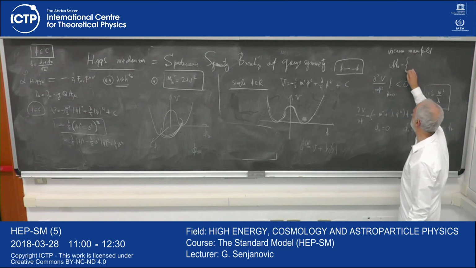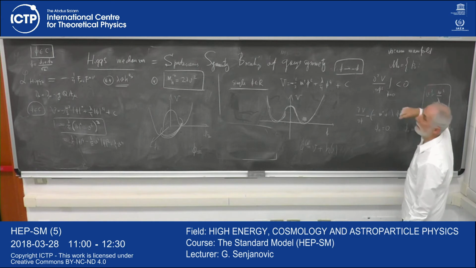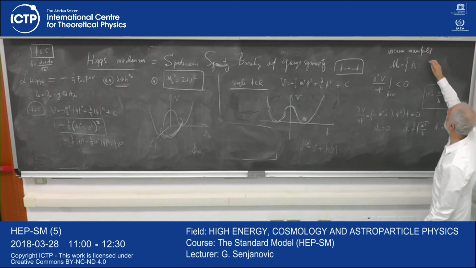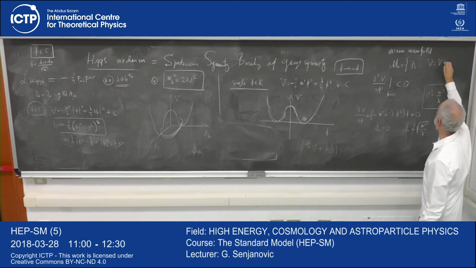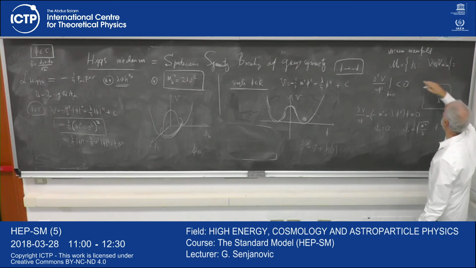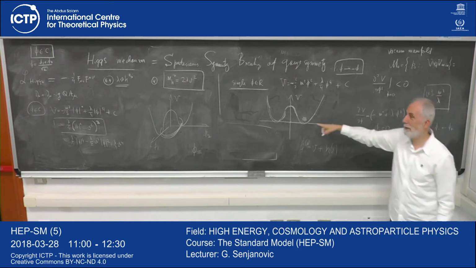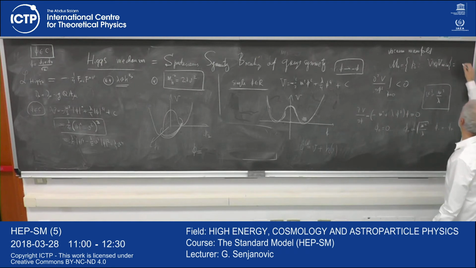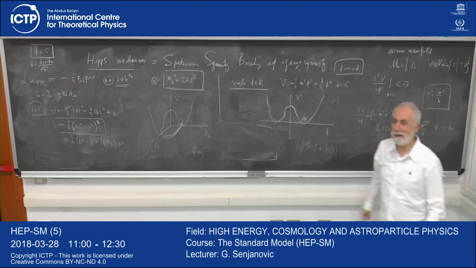What is the vacuum manifold? It's the set of all points phi_0 so that V is at its minimum, V at phi_0. So what was the vacuum manifold here? Well, there were just 2 points, plus minus v. Not very exciting topologically.